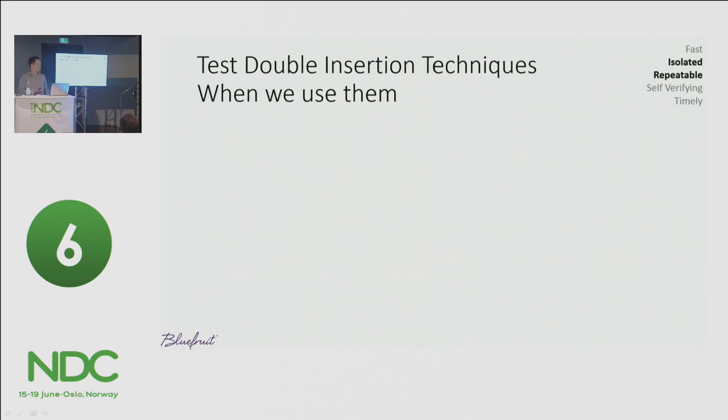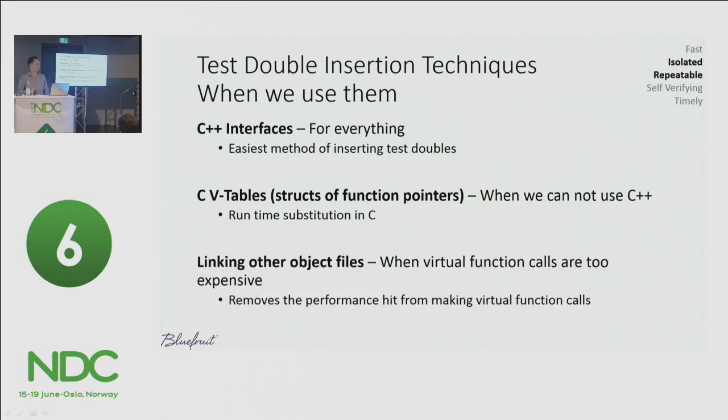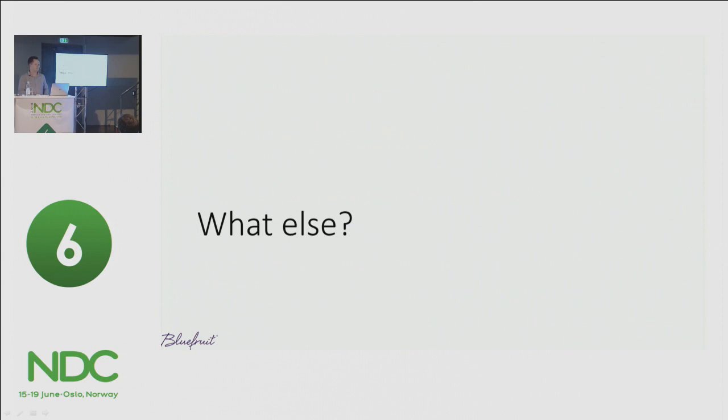So in summary, we use C++ interfaces for everything when we're coding in C++. We use C vtables when we can't use C++, but we still want runtime substitution. And we link other object files when virtual function calls become too expensive in time-critical areas of code. So, what else?